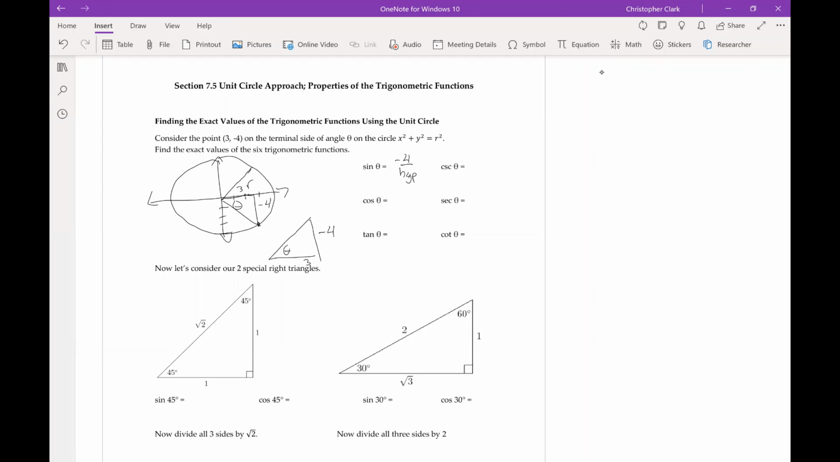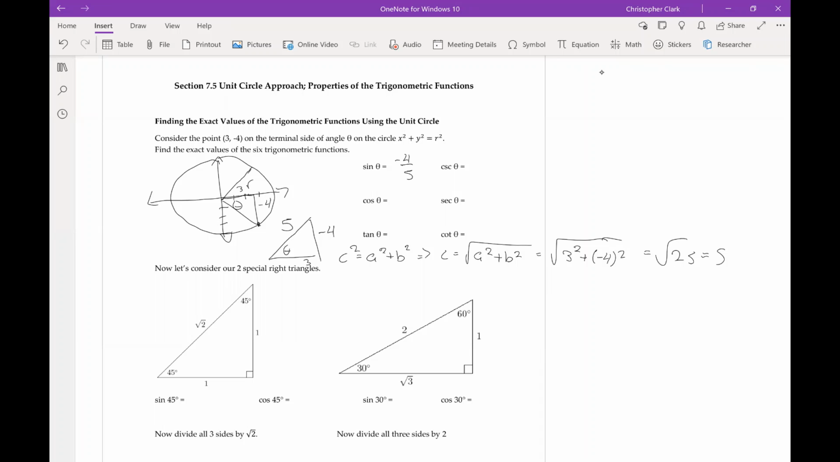We'll use our Pythagorean theorem. c squared equals a squared plus b squared. Therefore, c is equal to the square root of a squared plus b squared. In this case, it's equal to the square root of 3 squared plus (-4) squared. And this turns out to be the square root of 25, which is 5. So that means that our radius in this case is 5. So we can take this hypotenuse and write it as 5.